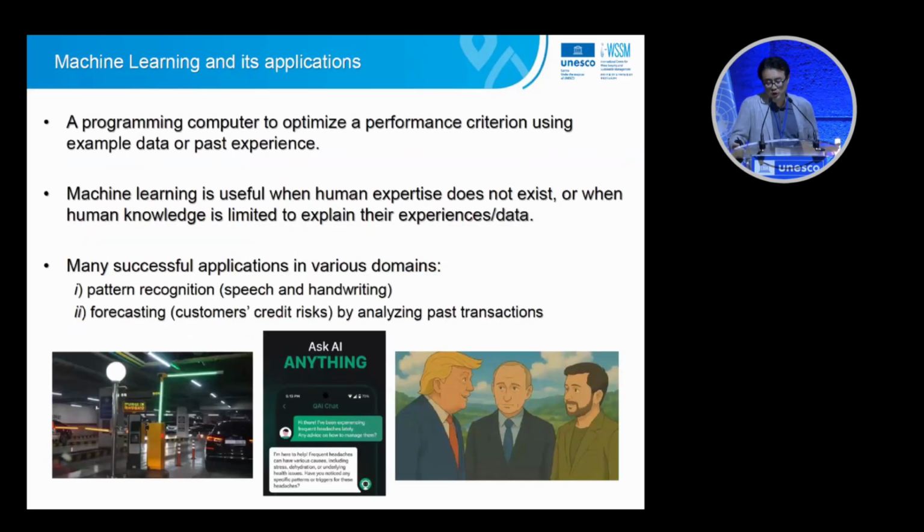So AI, as machine learning, originally stems from optimization, programming, and algorithms. So it is very useful where human expertise does not exist, or when our knowledge is limited to explain data. So there are many successful applications in various areas. Pattern recognition is commonly used everywhere, for parking lots, and recently ChatGPT, the so-called generative AI, is a kind of new trend among the younger generation.